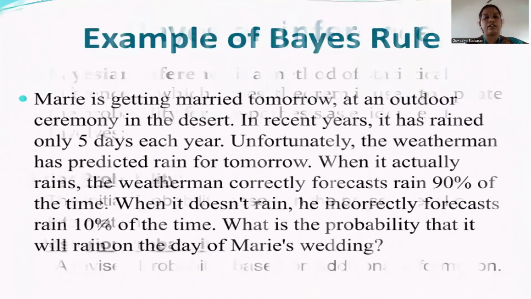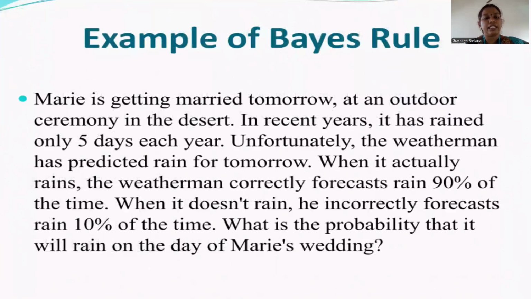Example of Bayes rule. Mary is getting married tomorrow at an outdoor ceremony in the desert. In recent years, it has rained only 5 days each year. Unfortunately, the weatherman has predicted rain for tomorrow. When it actually rains, the weatherman correctly forecasts rain 90% of the time. When it doesn't rain, he incorrectly forecasts rain 10% of the time. What is the probability that it will rain on Mary's wedding?